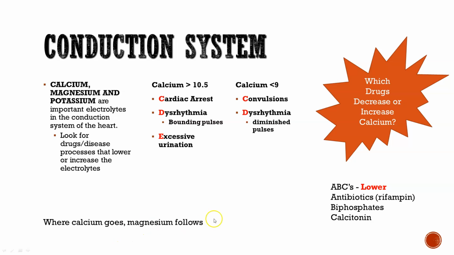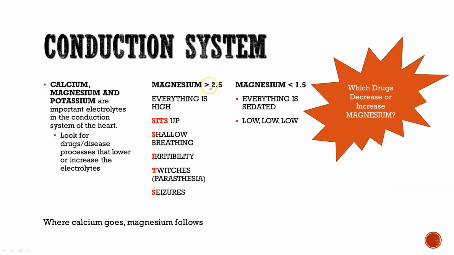Where calcium goes, hopefully you remember, magnesium must follow. So with hypermagnesemia, everything must sit up, right? You're going to see shallow breathing, irritability, twitches, or seizures. With hypomagnesemia, everything is sedated. It goes low, low, low, and that's what increases your risk for your heart going into that dysrhythmia that's not on the test called Torsades de Pointes, which is just basically a twisty, turny VTAC.